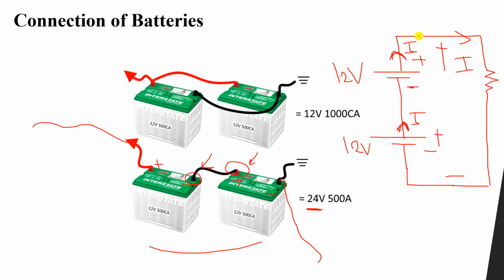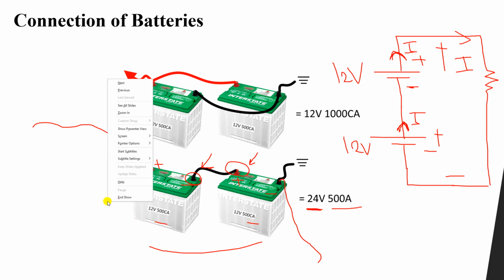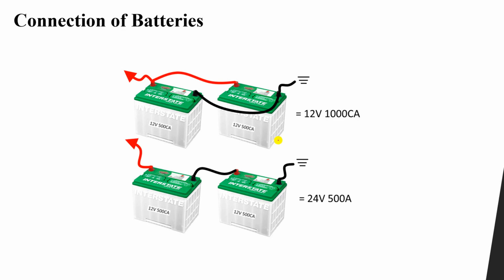You can see the same current flowing inside our circuit. So it will be 500, similar to the two batteries. So what do we learn from this? We learn that when we connect the batteries in parallel, we increase the total current. When we connect them in series, we increase the total voltage.